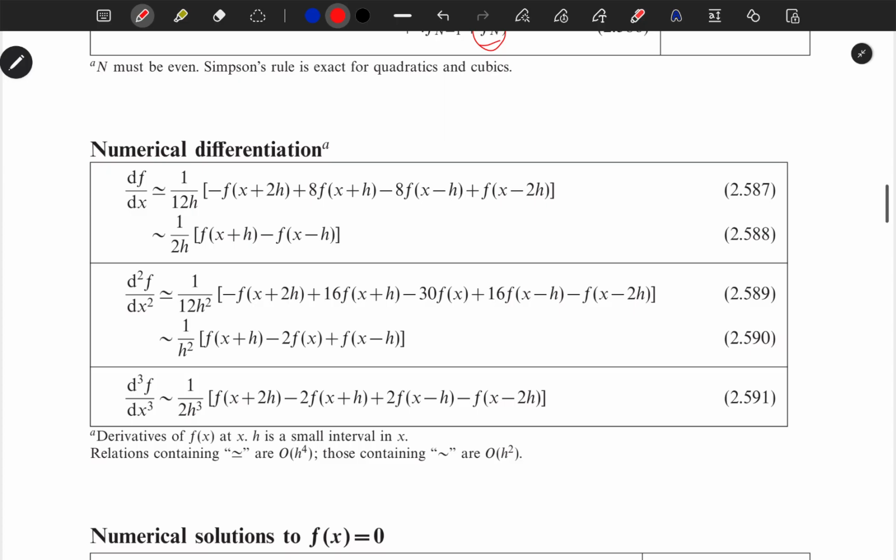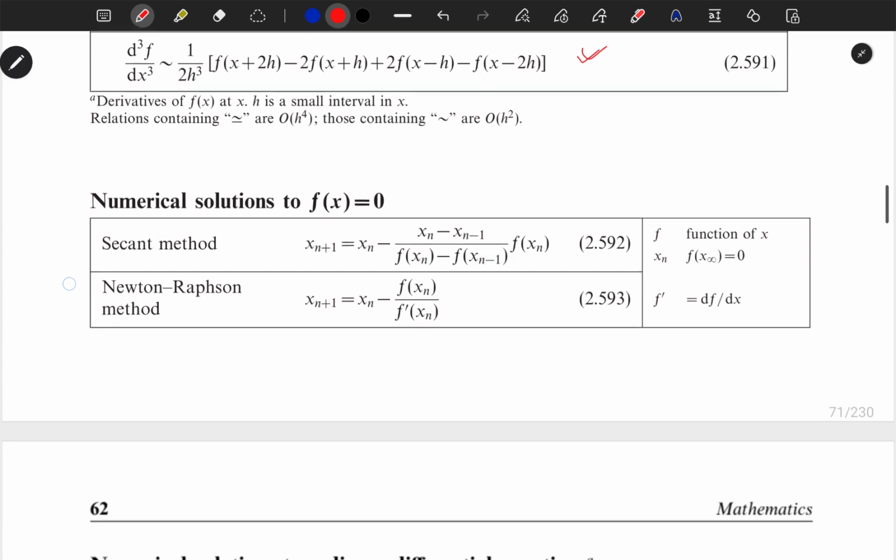Numerical differentiation, like this. Double derivatives, we will have this double derivative like this.